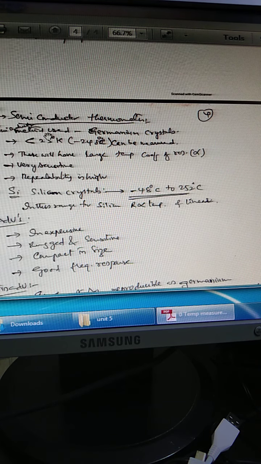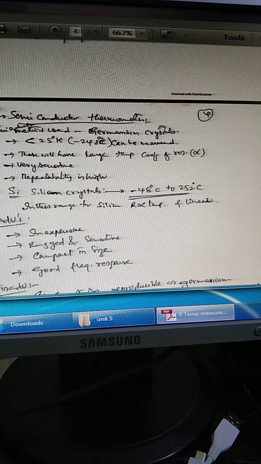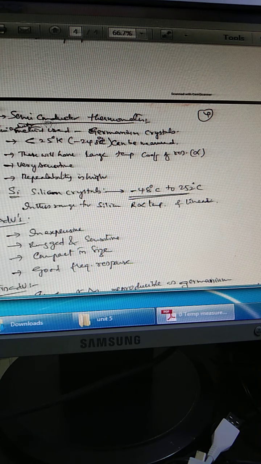Then another one is the semiconductor thermometer. In this, semiconductor material is used. Normally germanium crystals are used, and this can be used for temperatures below 25 degrees Kelvin, and it has a very large temperature coefficient of resistance. These are very sensitive and their repeatability is very high. And silicon also we can use.